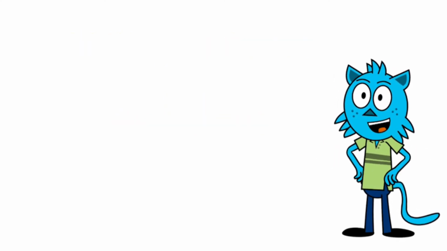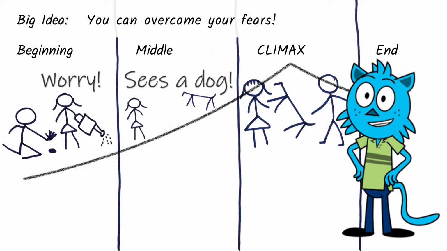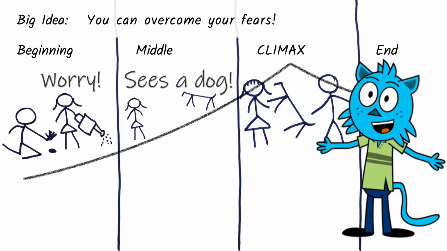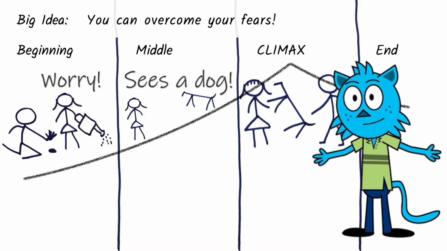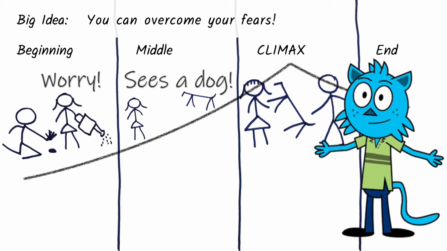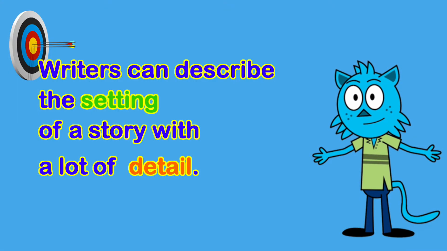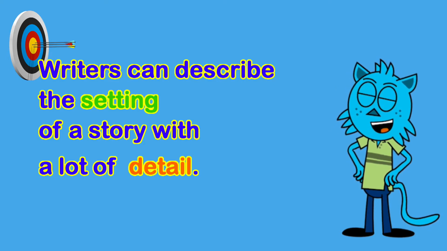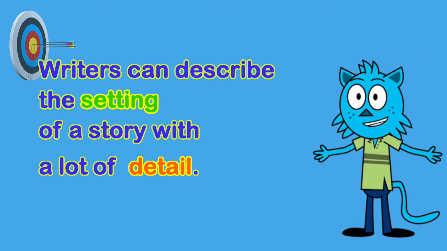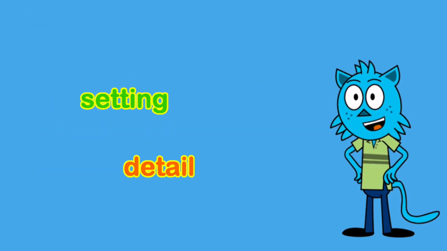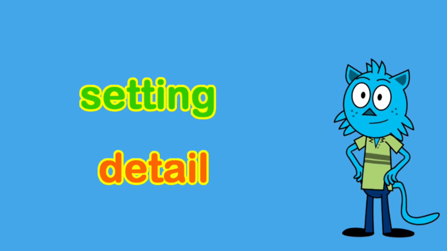You have done some great planning, and you're almost ready to start drafting your story. In this lesson, I will teach you a strategy for describing the setting of a story, because description is an important writing skill. Here is your learning objective. Writers can describe the setting of a story with a lot of detail. In this lesson, we will use the parts of speech to help us increase the detail of our description.